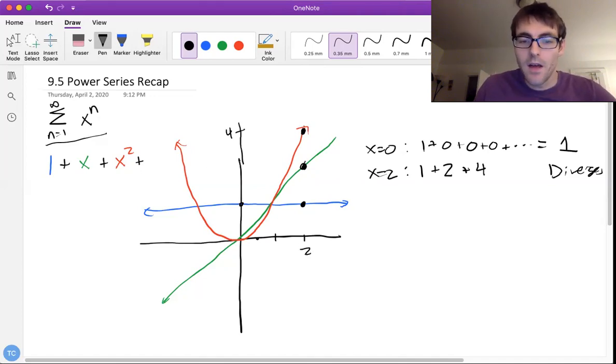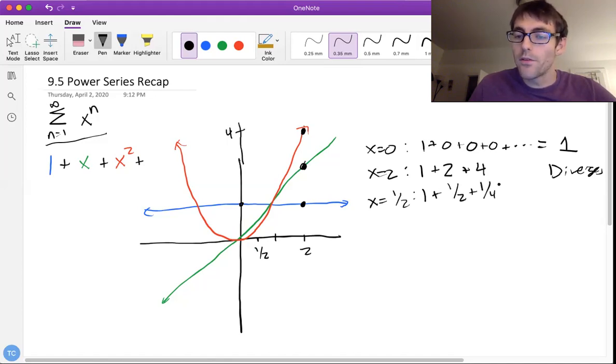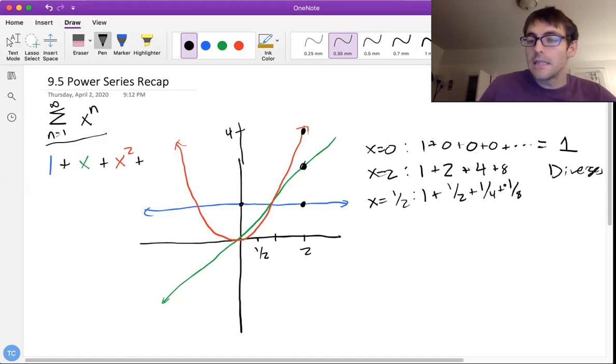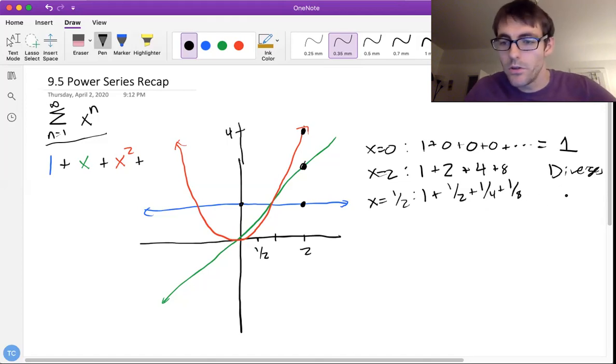All right, so that was x equals 2. I want to talk about another one. Let's take a look at x equals 1/2. So when x equals 1/2, algebraically what the series looks like is 1 plus 1/2 plus 1/4 plus 1/8, etc. Well, this ends up actually approaching 2, I believe. Yeah, 2 sounds right.